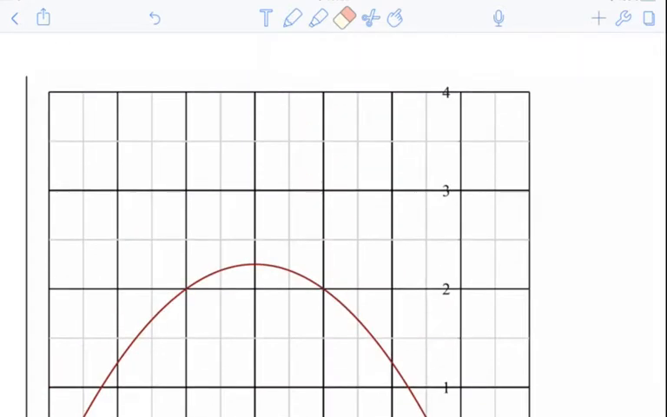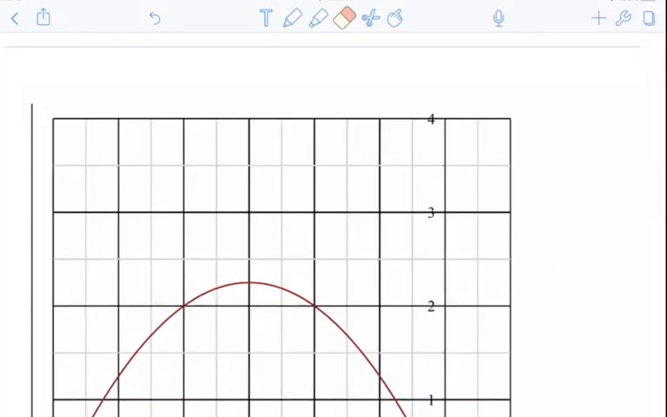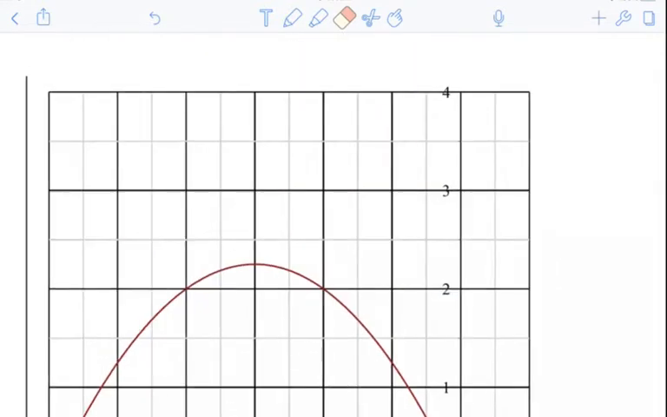jeez. Can't make it go higher. Go higher. Well, whatever.